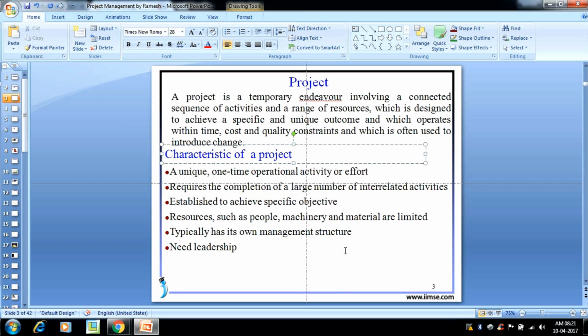Resources such as people, machinery, and material are limited. That means to do any work, we won't have many resources. According to our requirement, we should use them. A project typically has its own management structure. It needs leadership. Then only can we achieve our goal within the specified time and within the limits of cost.